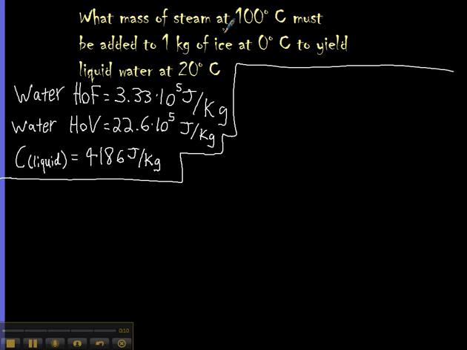What mass of steam at 100 degrees Celsius must be added to 1 kilogram of ice at 0 degrees Celsius to yield liquid water at 20 degrees Celsius?